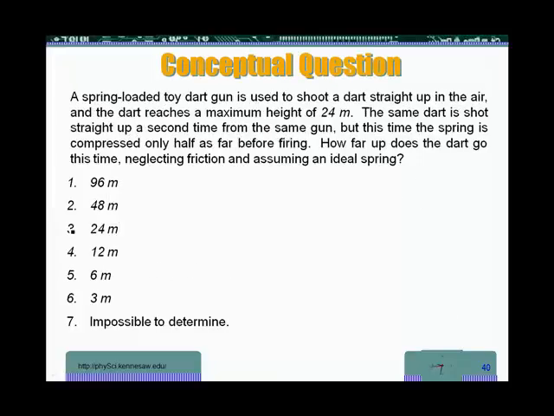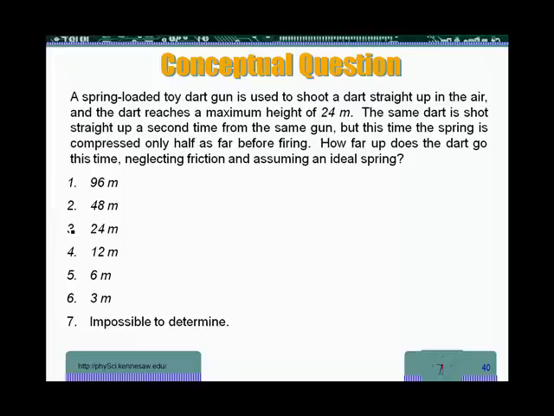Okay, now a different question here, but discussing essentially the same topic. We have a spring-loaded toy dart gun that is used to shoot a dart straight up in the air, and the dart reaches a maximum height of 24 meters. Then the same dart is shot straight up a second time from the same gun, but this time the spring is compressed only half as far as before firing. How far up does the dart go this time? We neglect friction and assume an ideal spring.